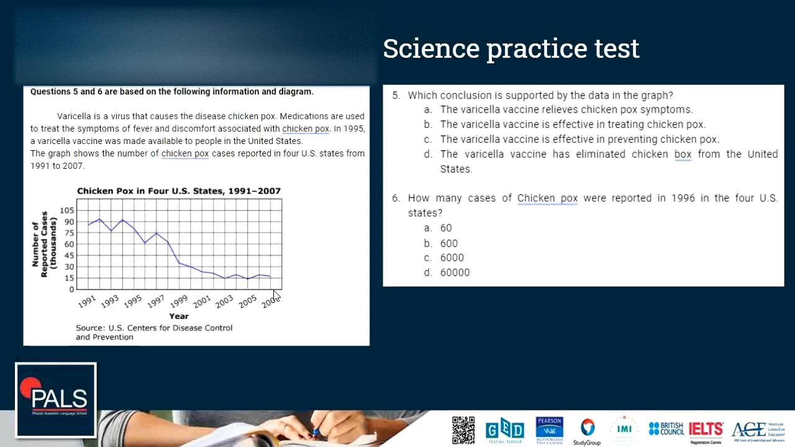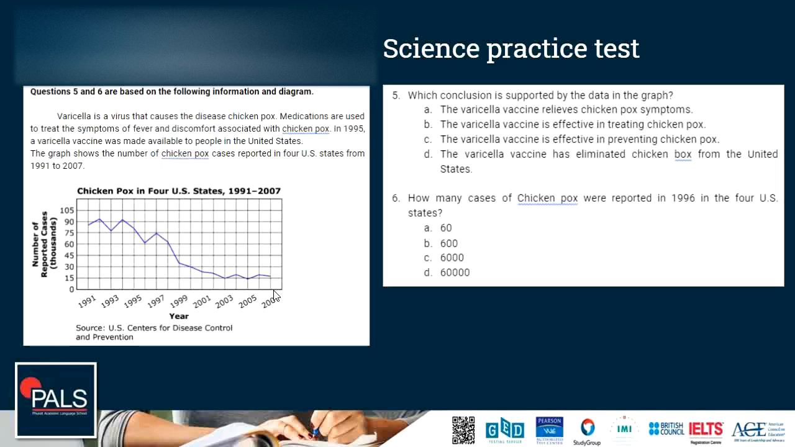And we can see that the graph shows the number of reported cases. So A and B wouldn't change the number in the end. You can only have a relief of symptoms, or you can only treat symptoms if you are sick with the disease. Prevention means you will not get the disease. So the only answer that really makes sense here is C.